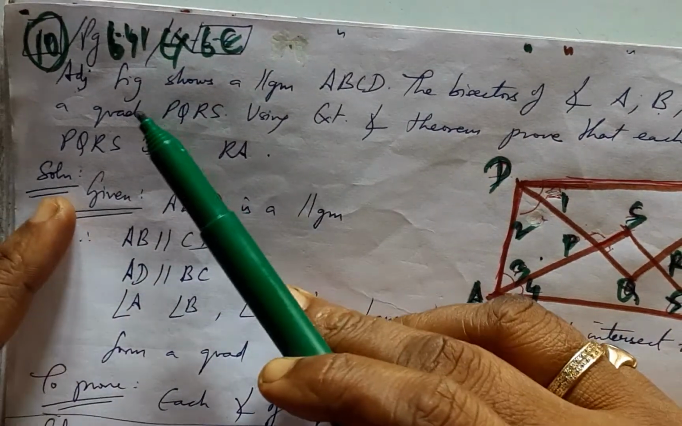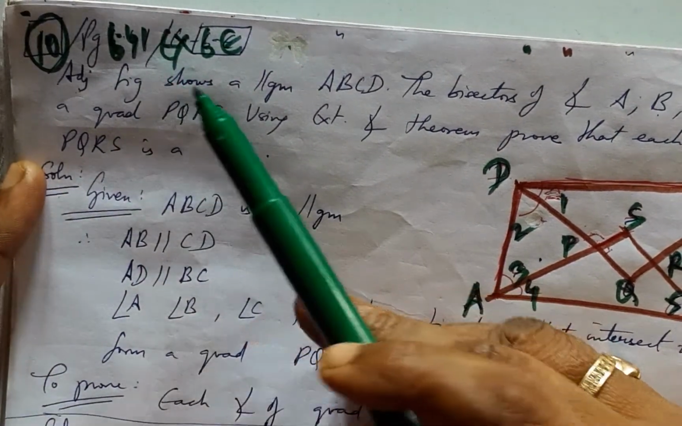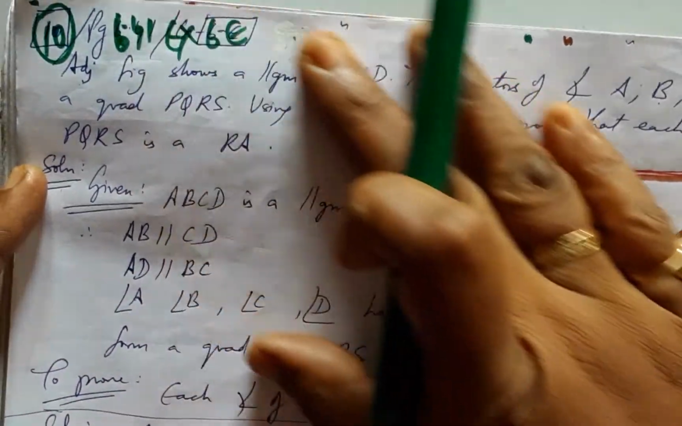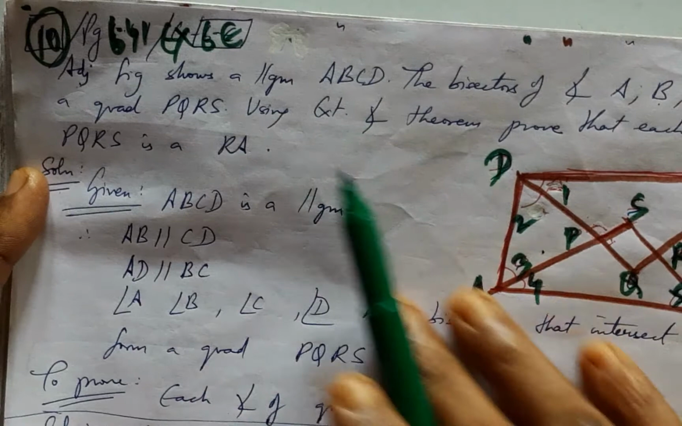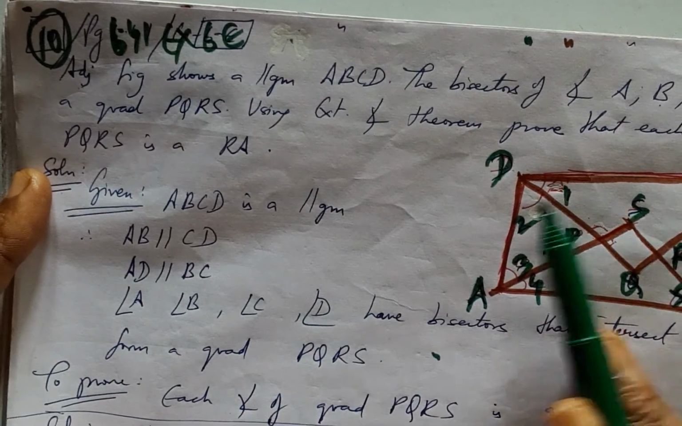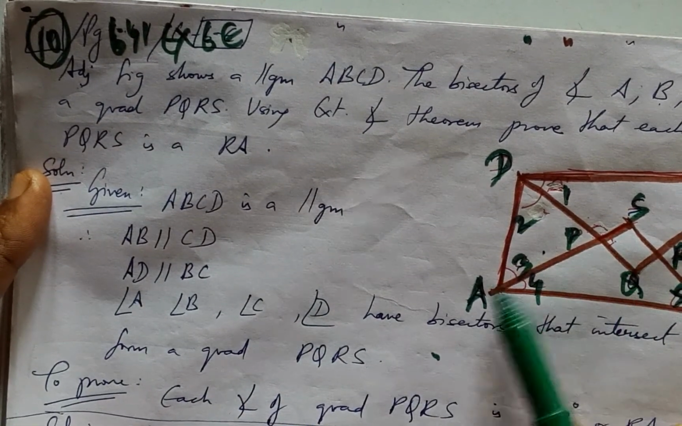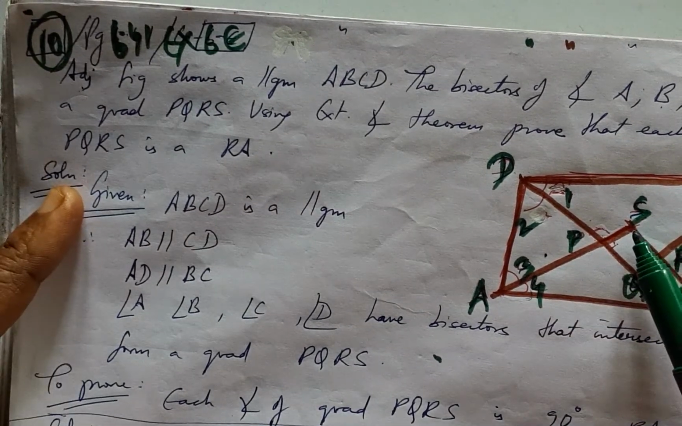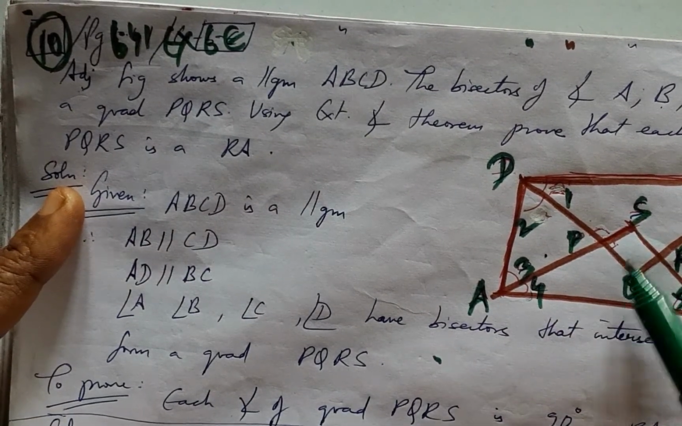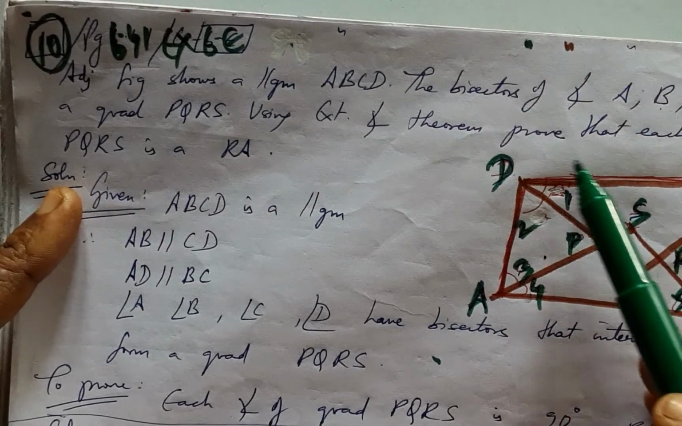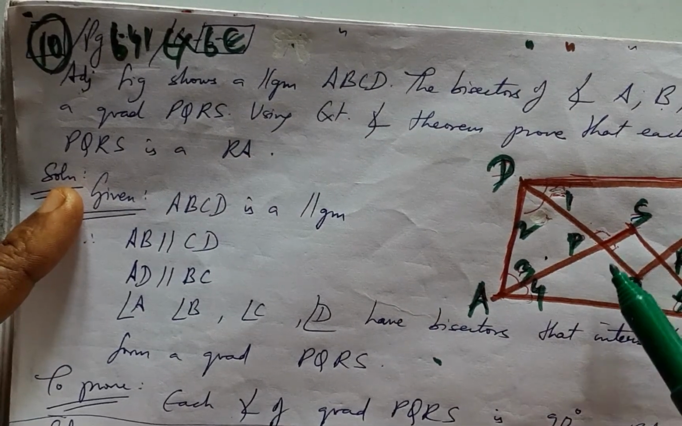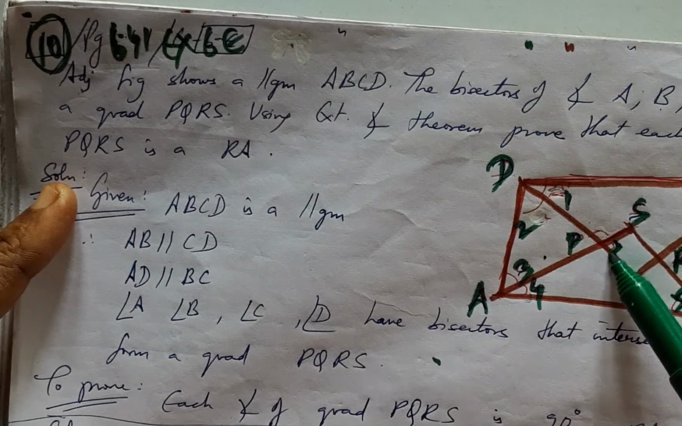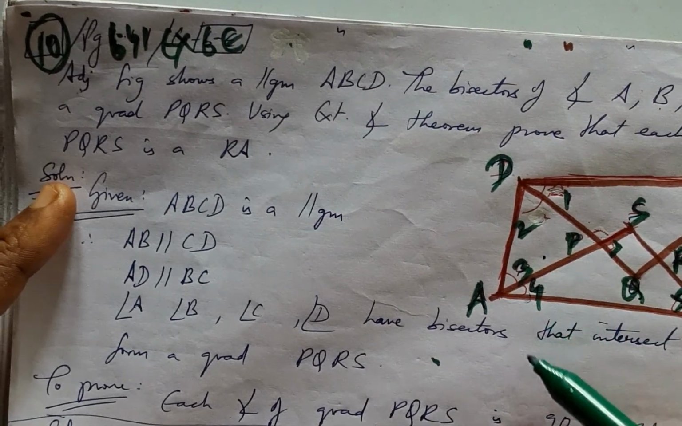This is an important question of page 6.41, exercise 6E, the 10th question, which goes on to say that the bisectors of these angles meet at the center to form a quadrilateral PQRS. Now we are supposed to prove that each of the angles of the quadrilateral PQRS is a right angle. We are supposed to prove that this is 90 degrees.